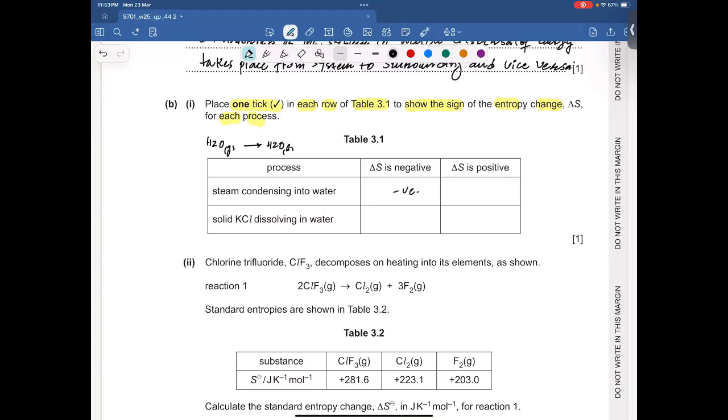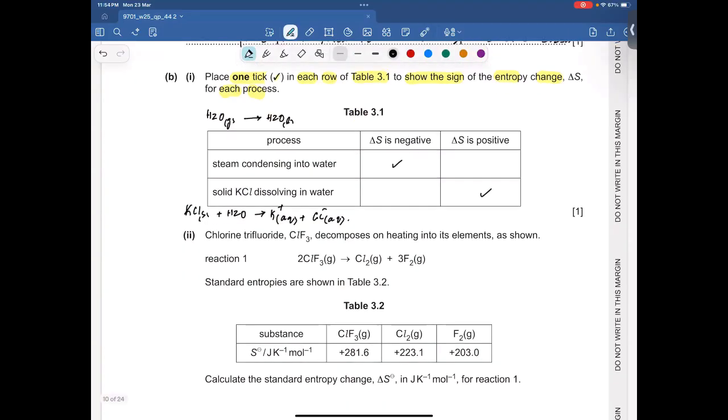Dissolving KCl solid in water. So this is KCl, which is solid. Solid has lower entropy value. When you add water into it, it will turn to aqueous potassium ion and aqueous chloride ion. And both aqueous ions are free, mobile ions. Because of mobility of ions, they will have more disorderness, more entropy. So whenever we have more entropy, the value of entropy change is going to be positive. My bad, the examiner is looking for the tick. This one and this one. Okay, concept was same.